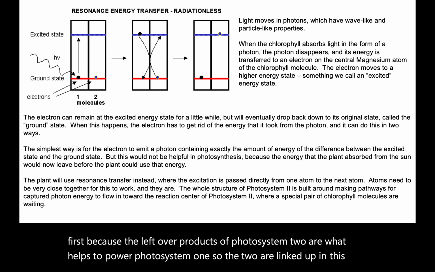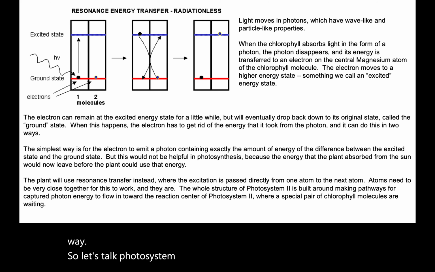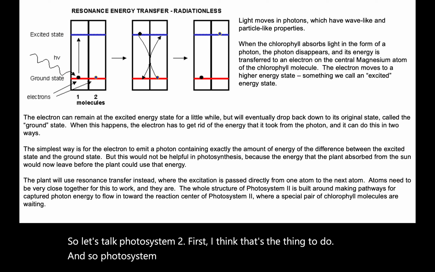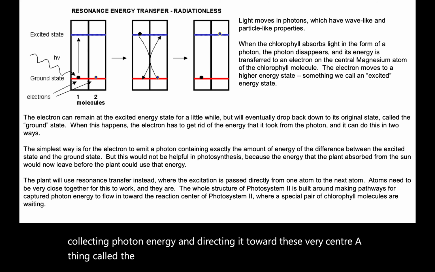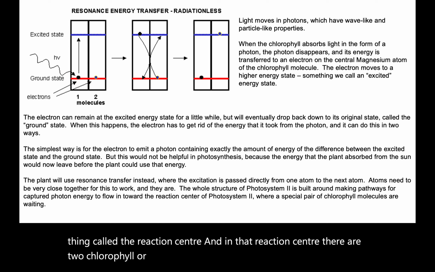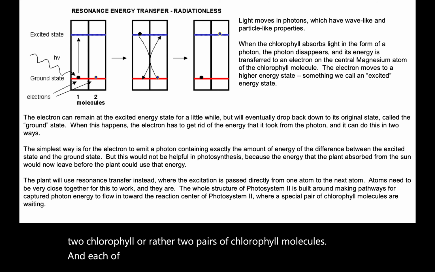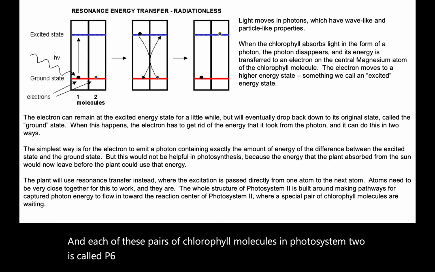So let's talk photosystem 2 first. I think that's the thing to do. Photosystem 2 is a big collector dish, essentially, for collecting photon energy and directing it toward the very center, a thing called the reaction center. In that reaction center, there are two pairs of chlorophyll molecules. Each of these pairs of chlorophyll molecules in photosystem 2 is called P680.